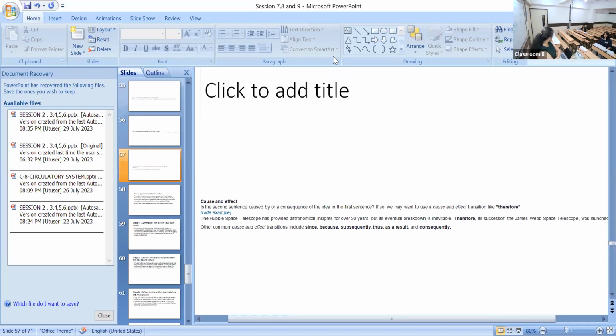Done? So these are the six types of transitions which we discussed: agreement, disagreement, sorry, sequence, addition, exemplification, cause and effect. So these are the different types of transitions. That's your transitions. Okay.